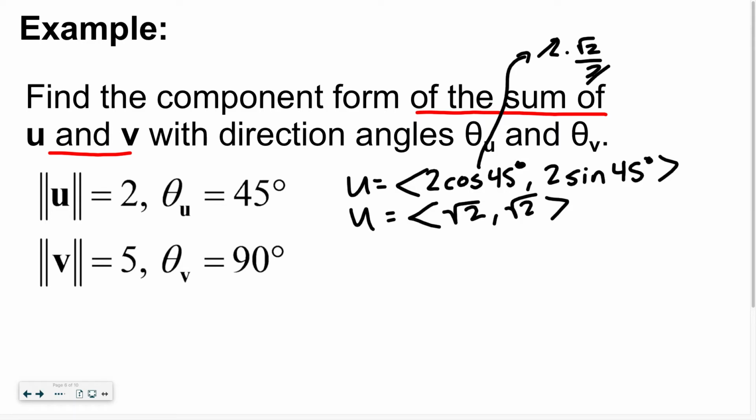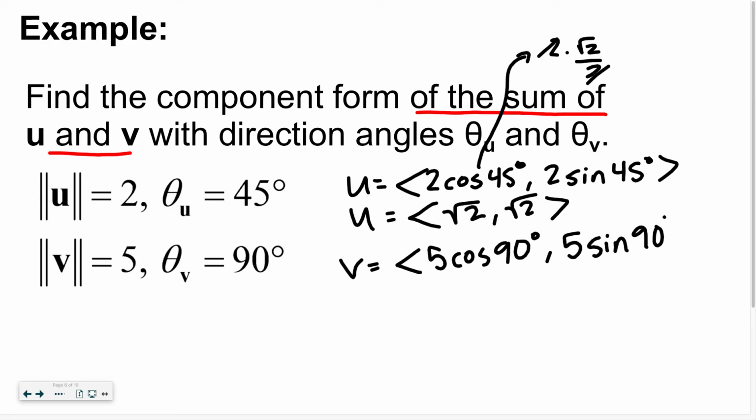Okay, and then I'll do v. That'll be 5 times the cosine of 90 and 5 times the sine of 90. I know the cosine of 90 degrees is 0. I'm going 0 left or right. So this is going to be 0, and the sine of 90 is 1, so 5 times 1 is 5. If I use that magnitude times the cosine of theta and magnitude times the sine of theta, notice both of those angles are on the unit circle, so I'm able to evaluate them. Is it now easy for me to find the component form for the sum?